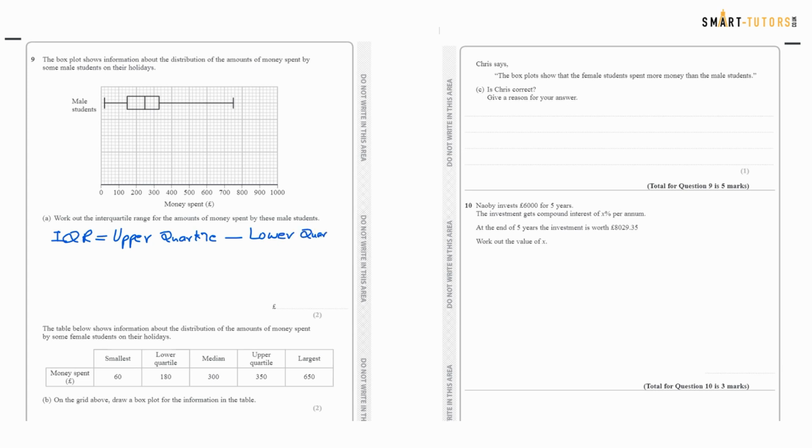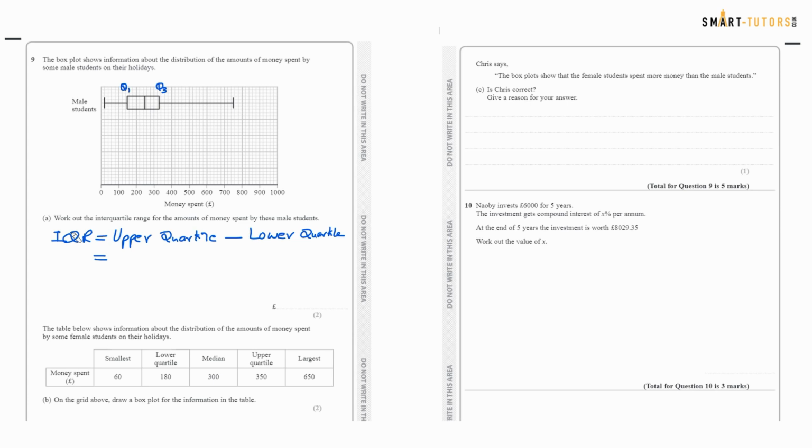So upper quartile take away lower quartile. From the box plot given, this is the upper quartile. So I'm marking this as Q3 and Q1 is the lower quartile. Or you can mark it as LQ, lower quartile, and UQ, upper quartile.